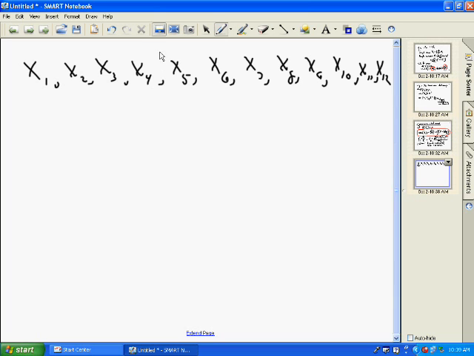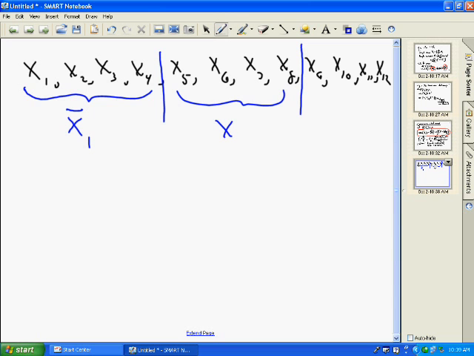I'm going to divide it up into 3 batches as follows. I'm going to group this together and calculate the batch mean for this, which I'll call x1 bar. I'm going to call this x2 bar. And I'm going to call this x3 bar.